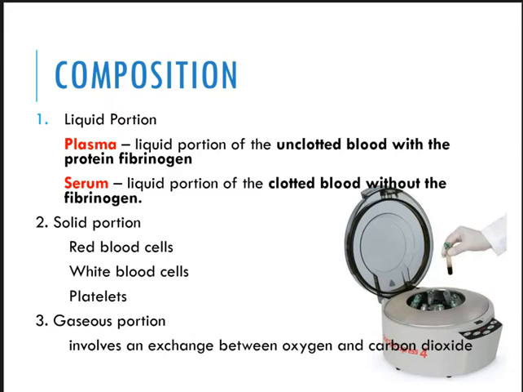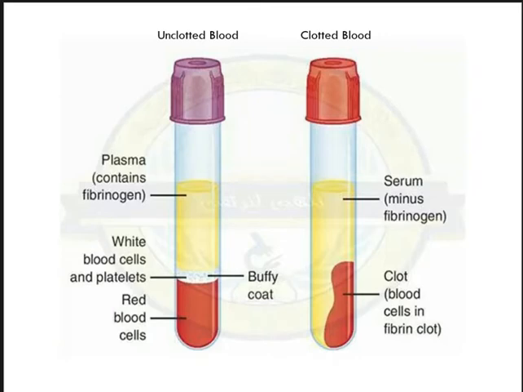Now, let's take a look at this picture. This is your unclotted blood. In the first picture, this is the unclotted blood, so it has plasma as its liquid form. Whereas clotted blood has serum, because fibrinogen is what helps the blood to clot. Here, it has not clotted yet, so the fibrinogen is not used. When you spin it in the centrifuge, there will be a series of events that will activate the fibrinogen, and what happens is the blood will clot.